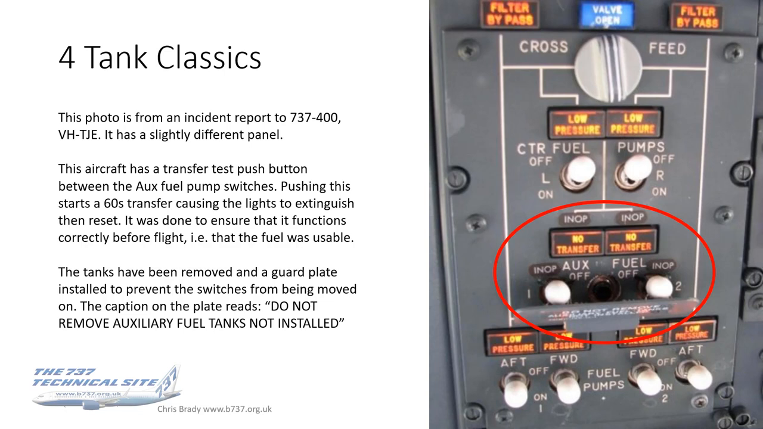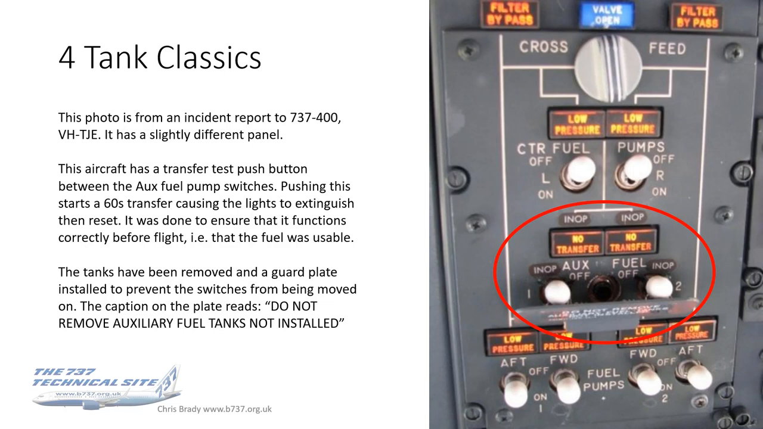Talking about being careful, this photo is taken from an incident report to a 737-400 with the registrations given there. And again, you can Google this and download the report. This one's got a slightly different panel. Basically, what happened on this flight was that the crew used all the wing tank fuel before the center tank fuel. Part of the human factors reasons as to why this error occurred was this very non-standard fuel panel. But you can read all that for yourselves in the incident report, which is available on the ATSB website.